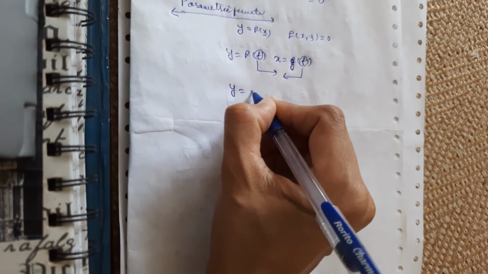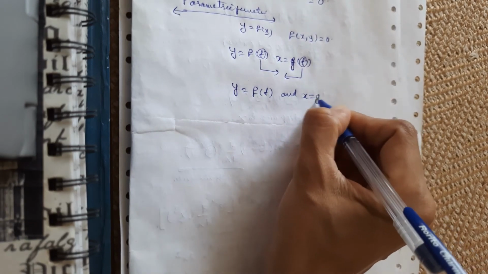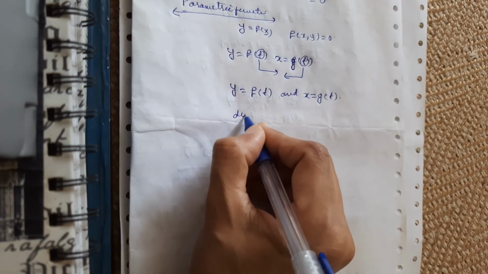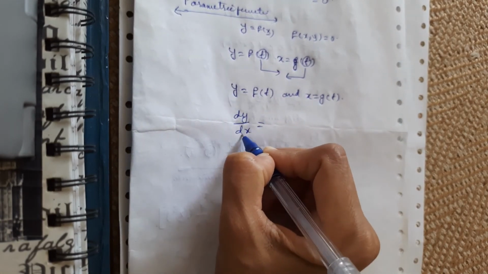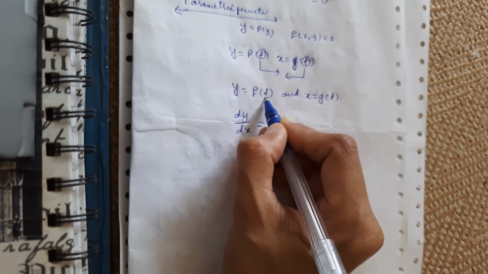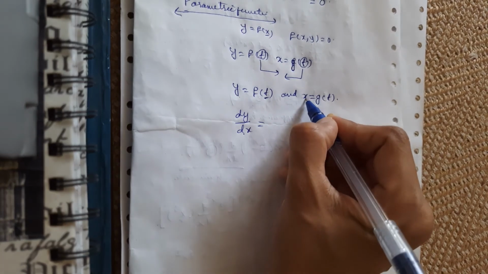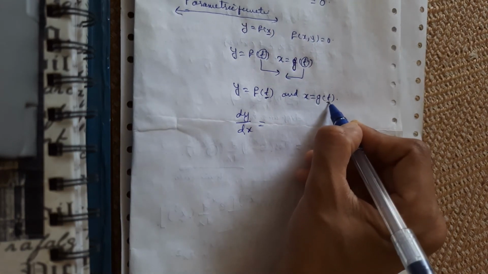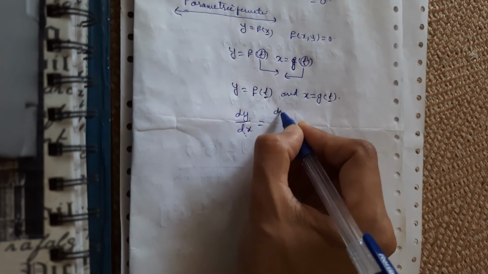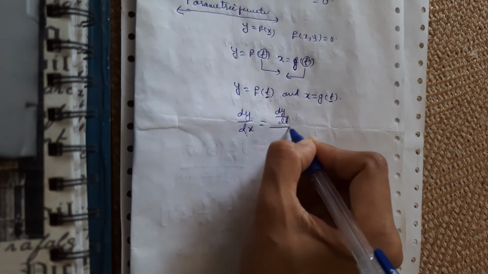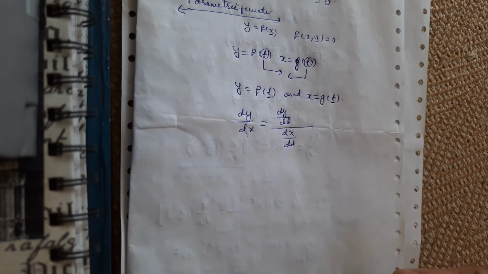Suppose y is a function of t and x is a function of t, then dy by dx. Now I cannot differentiate y with respect to x directly. I can differentiate y with respect to t only, because it depends on t. Similarly, I can differentiate x with respect to t. I cannot find dy by dx directly. So dy by dx is equal to dy by dt upon dx by dt. That is the formula for the derivative.